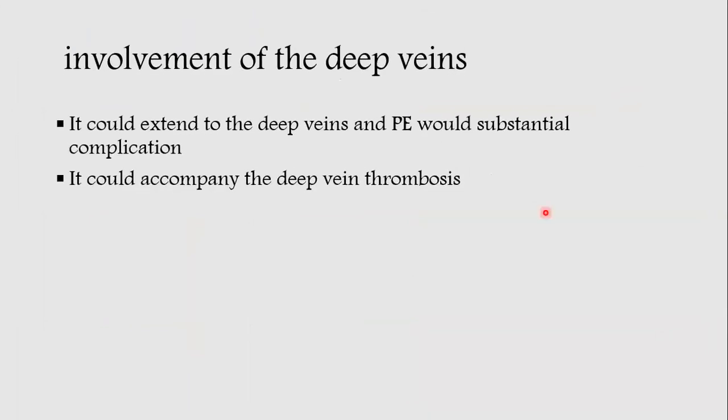There is a fear for the involvement of the deep veins in case of superficial thrombophlebitis. In fact, the importance of superficial thrombophlebitis stems from these complications. Superficial thrombophlebitis can extend to the deep vein, and therefore pulmonary embolism could be a grave sequel to that. It could also accompany deep vein involvement, and you can read a duplex report saying that there is deep vein involvement with extension, for example, to the great saphenous vein.